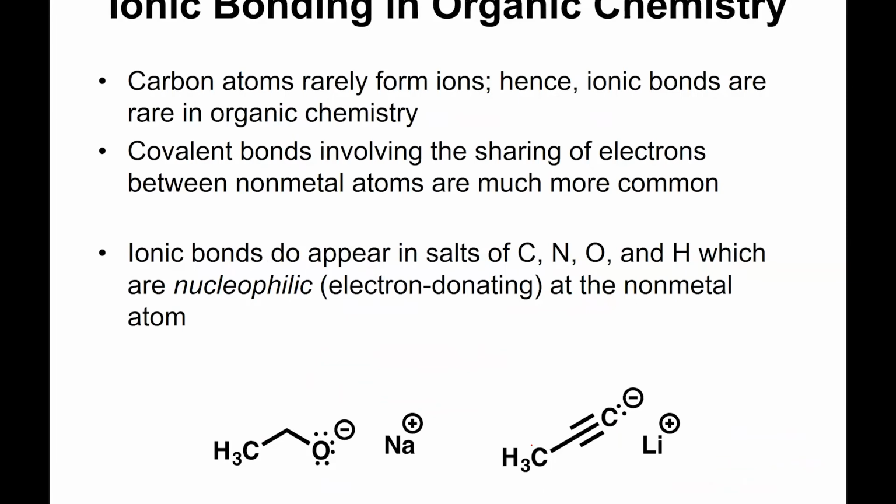Now, normally we talk about ionic bonding between things like sodium and chlorine. However, in organic chemistry, we're going to focus a lot on carbon. This is usually called the chemistry of carbon. And carbon atoms rarely form ions. They don't usually completely give away electrons. Hence, ionic bonds are pretty rare in organic chemistry, you'll see.